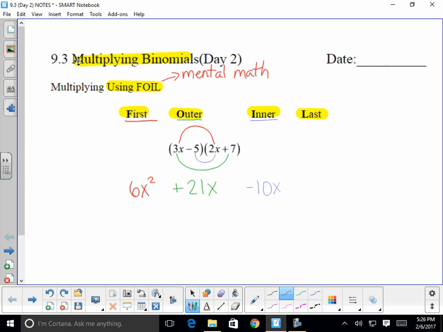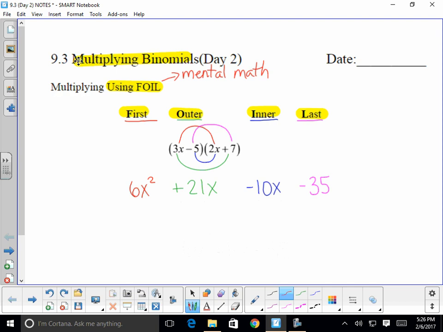Inner, or inside, means the 2 terms that are in between, in the middle of the 4 numbers. That's negative 5 and positive 2x. Those are our inside, or inner, terms. Negative 5 times 2x is negative 10x. And then L stands for last. That's negative 5 times positive 7.